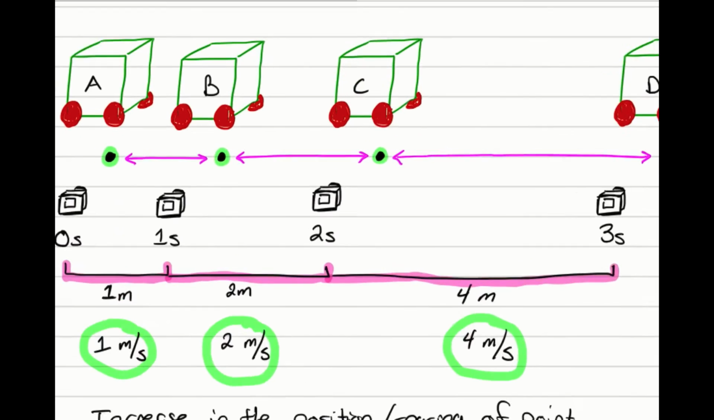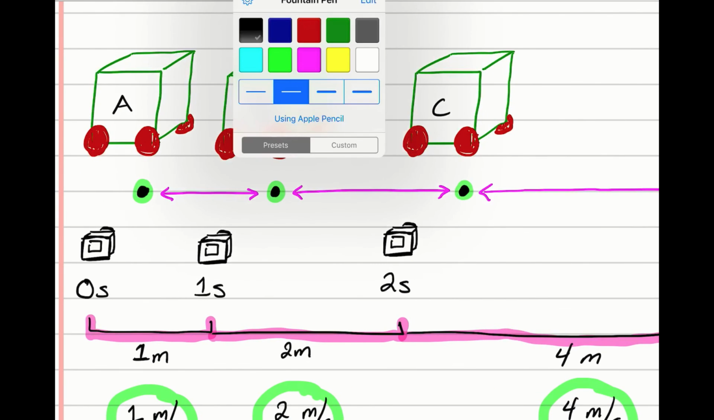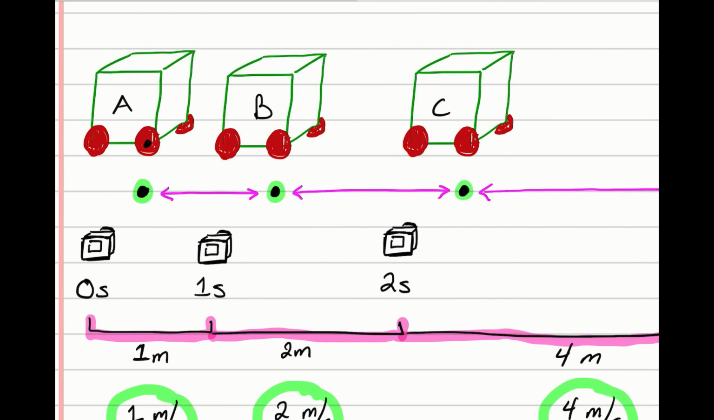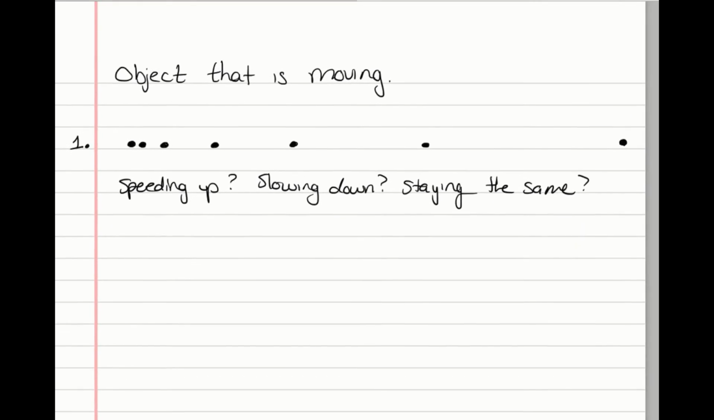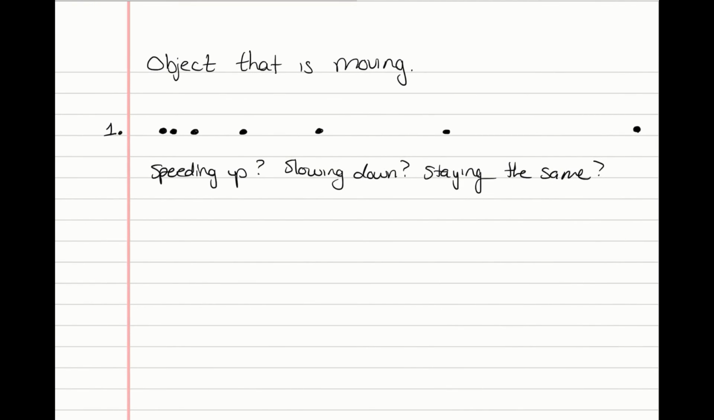Remember, those dots represent a point on an object. So it could be these tires on this cart. Basically those points represent positions on an actual object. And so the question is, what is that object doing? Is it speeding up? Is it slowing down? Or is it staying the same?